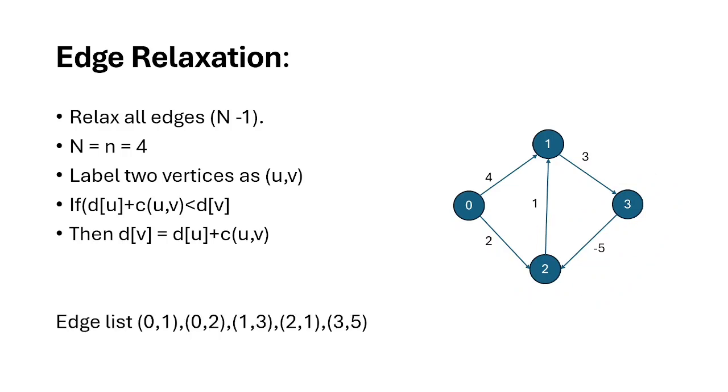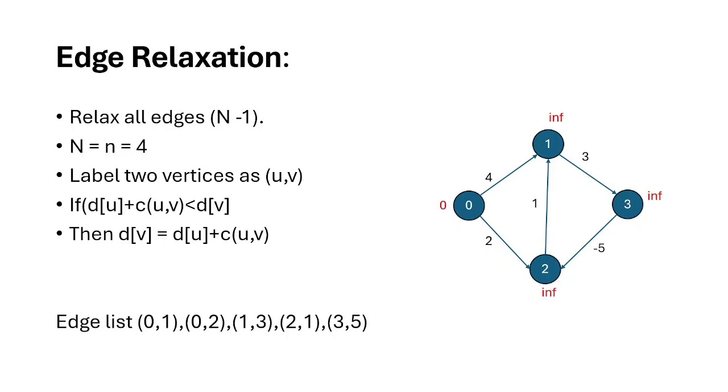Madali yan, mas maintindihan natin yan dito. So, to start relaxation, we need to prepare a list of edges. So, pipili tayo ng source vertex natin. So, para mas madali siya, we'll select this vertex by vertex and we'll start with vertex 0. We have a total of 5 edges here, so we will relax them 3 times.